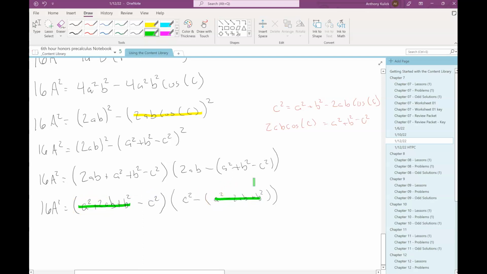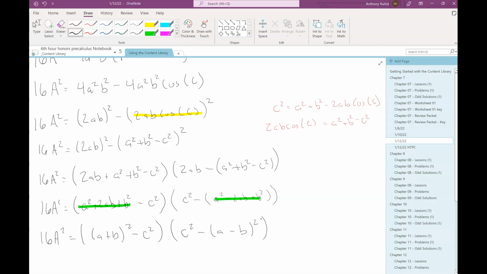If you look at these two things, those should look familiar. Those are perfect squares. So I can factor those as well. So that's a plus b quantity squared minus c squared. And I have c squared minus a minus b squared. Everybody okay there? Take a look at each of those. What do you see? A difference of two squares. Again.